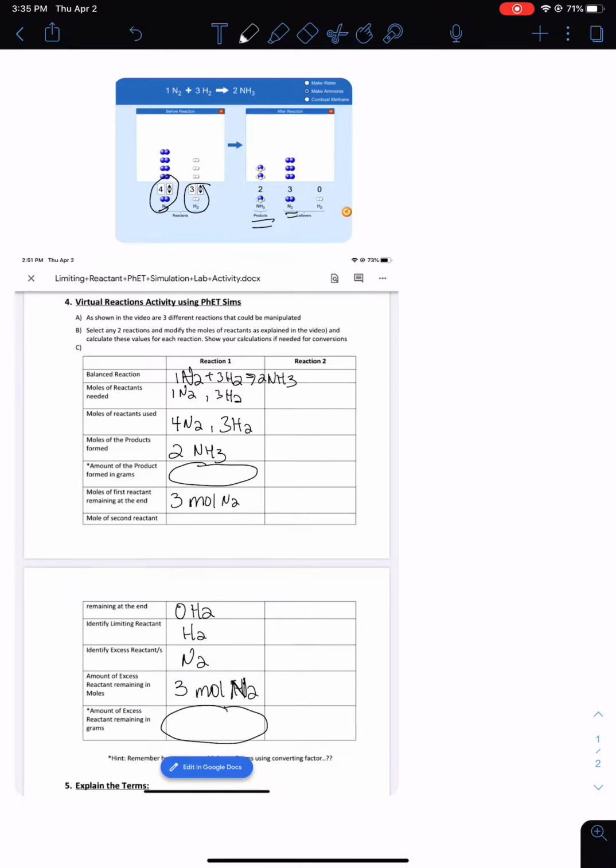Hopefully that helps. On these, when you are picking how much reactant to use, try and find one that does not give you 0 for both of those values. You want just one item to be 0.